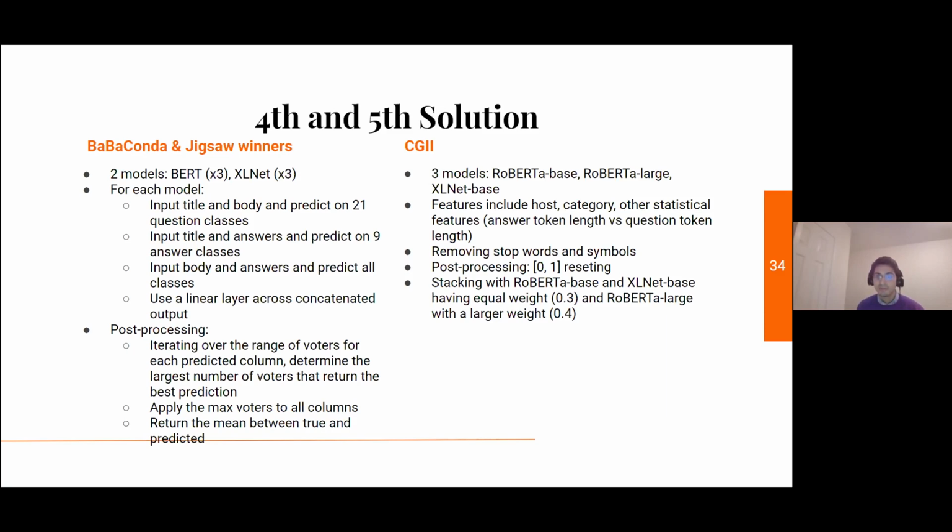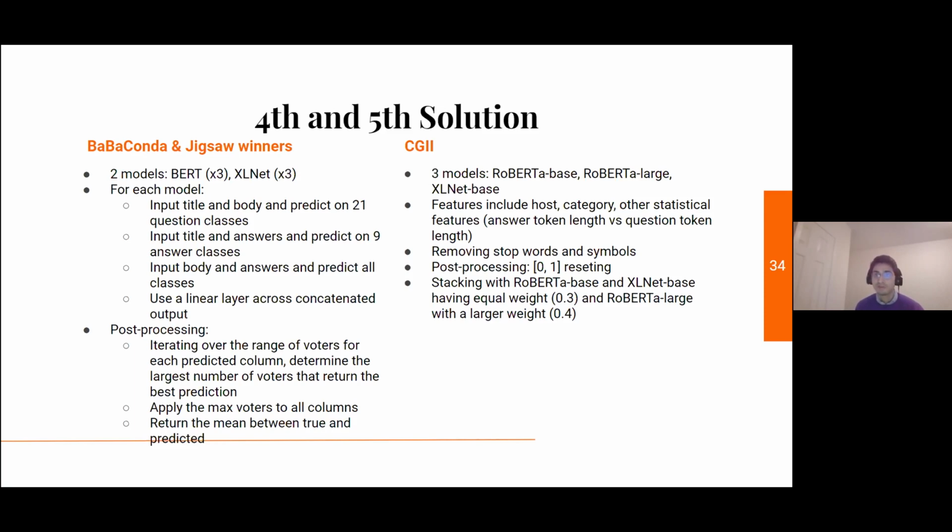For CGI, they said they originally experimented with the RoBERTa model. However, what they pointed to was a resource entirely in Mandarin, so I can't say for certain. However, they seem to have finally settled on RoBERTa base, RoBERTa large, and XLNet base. They also used host and category as part of their features, and other statistical features like answer token length versus question token length.